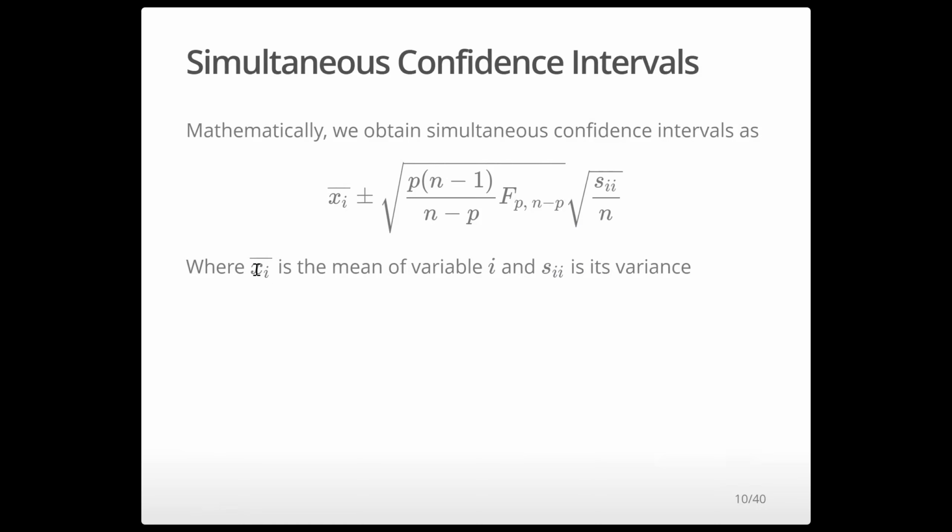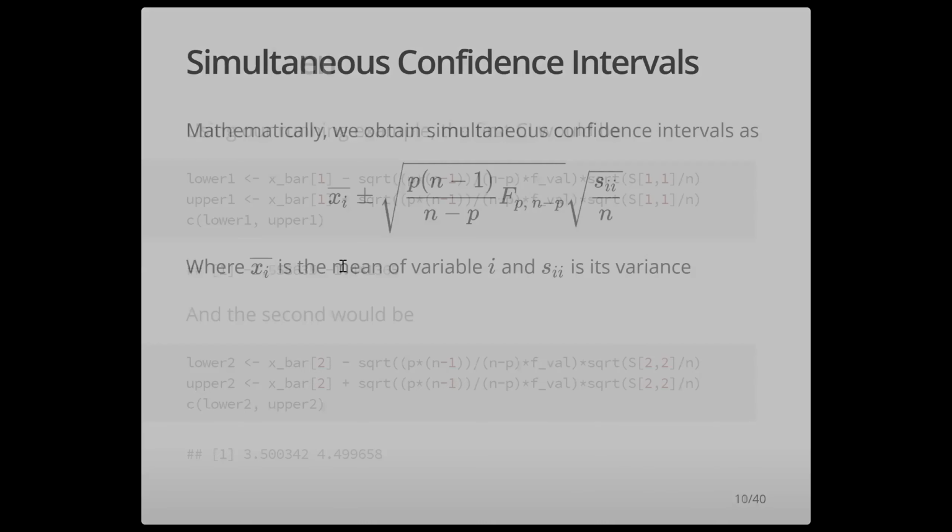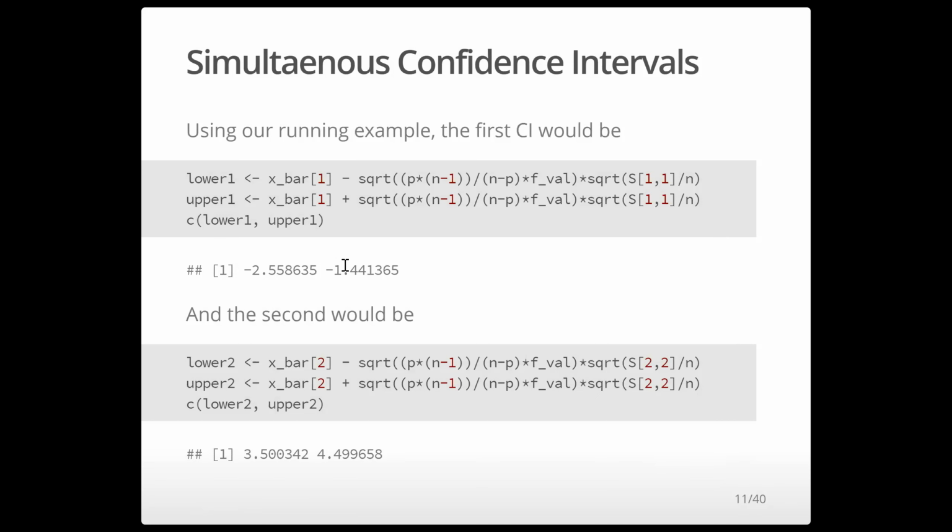Here x sub i is the mean of variable i, and S_ii is the variance of variable i. And so we multiply the square root of the variance divided by n by the square root of our T-squared statistic, and we just take that, either add or subtract that from our mean, and that's our simultaneous confidence interval.